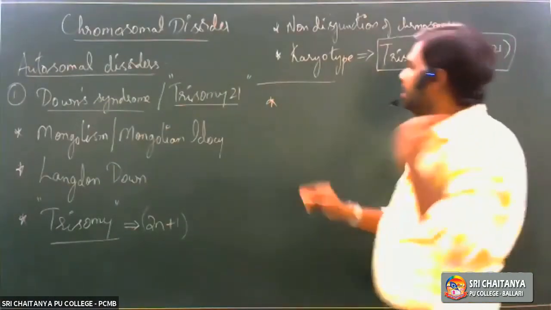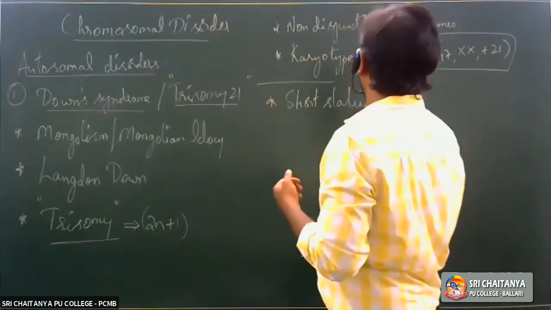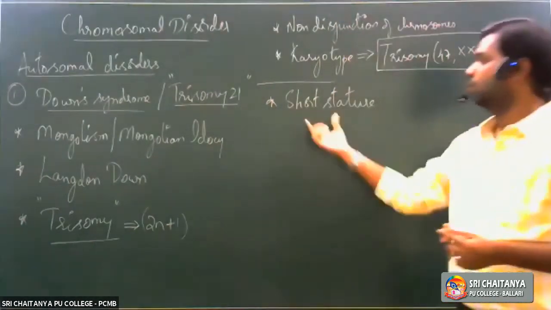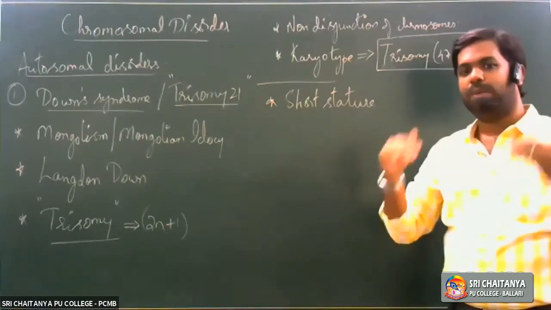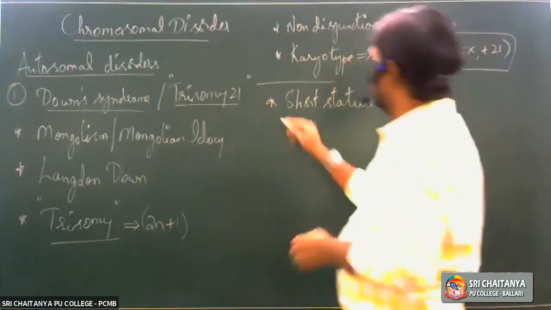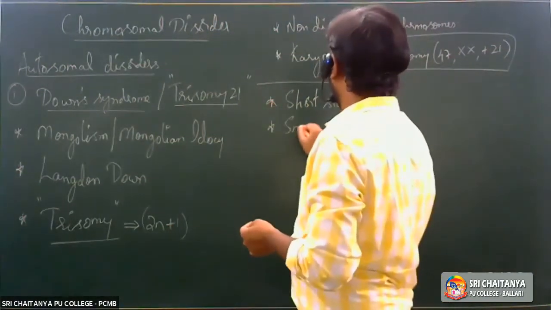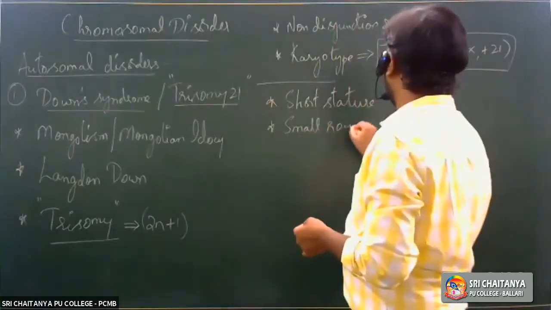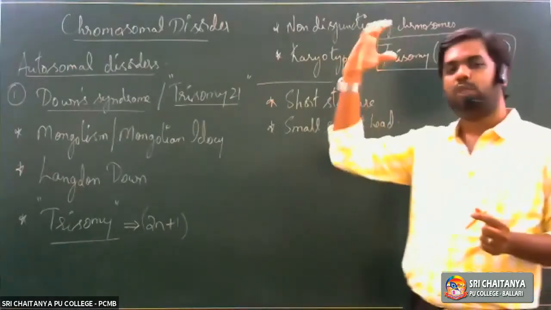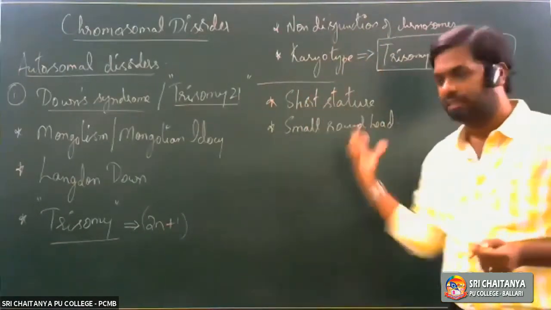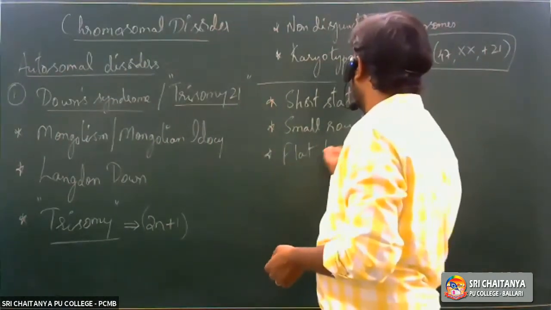The first one: these individuals have short stature. When we say short stature, the height is very short. These individuals will be very, very short. The second one is that they have a small round head. The head will be very small and rounded. Then these individuals will have a flat face.